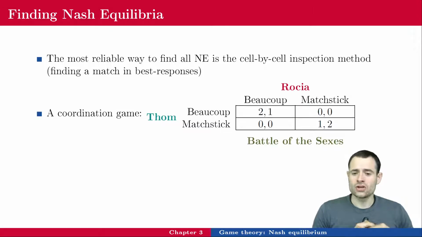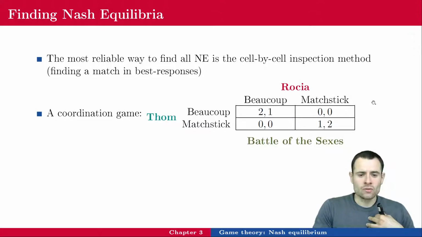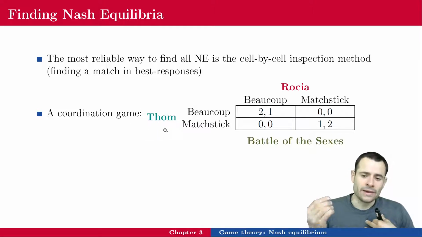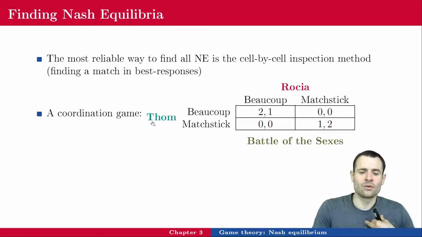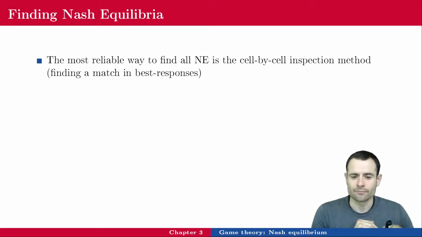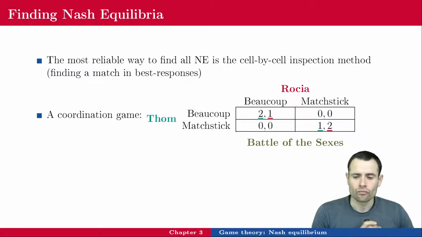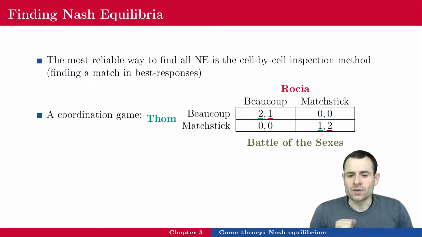Let's go back to the coordination game. We have Rosia, we have Tom. They can go to Boku or to matchstick. I always start, it's a personal choice, by asking who is the row player. Here, it's Tom. Then I grab a pen with the same color as the player. So if both are in black, you can put a color on the side and say Tom is going to be in blue, Rosia in red, for instance. And then I look at best responses.